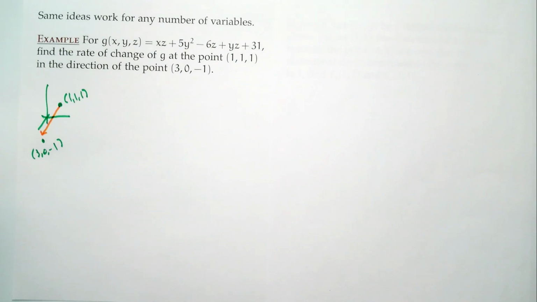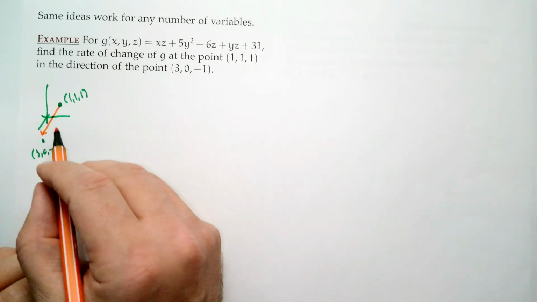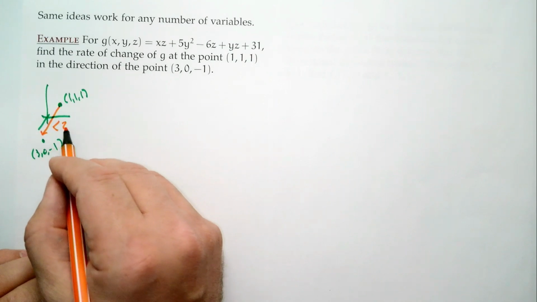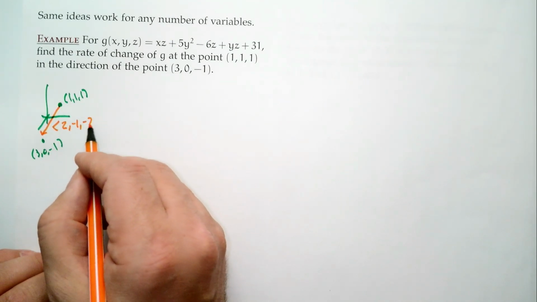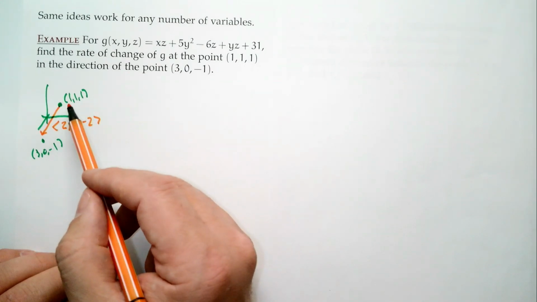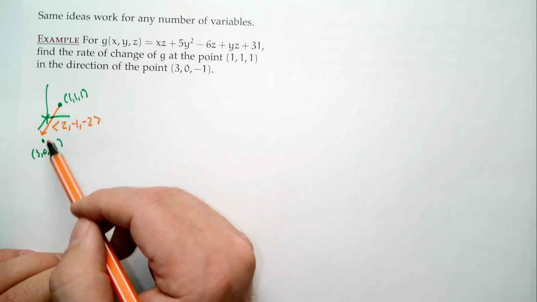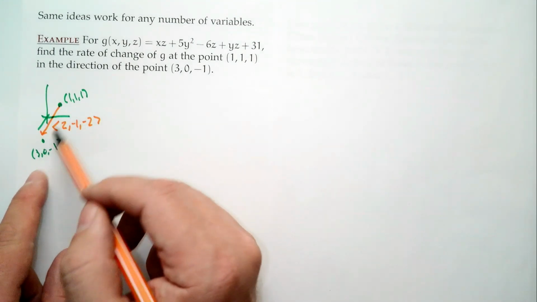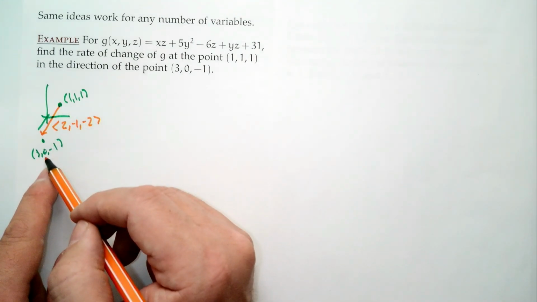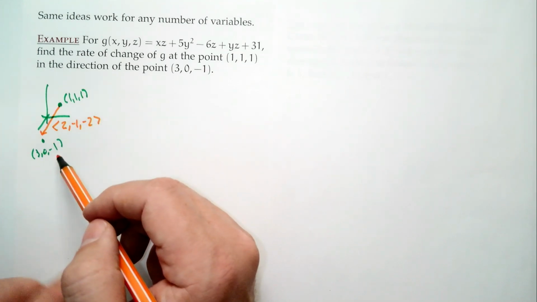But we want it to be a unit vector. Well, first off, let's not worry about the unit part. Let's just find a vector that points in the right direction. So what's a vector that's pointing in the right direction? 2, negative 1, negative 2. If I start at 1, 1, 1, how much do I have to change to get to 3, 0, negative 1? Well, the x I need to change by 2. The y I need to go down by 1, so that's negative 1. And the z I need to go down by 2, so negative 2.